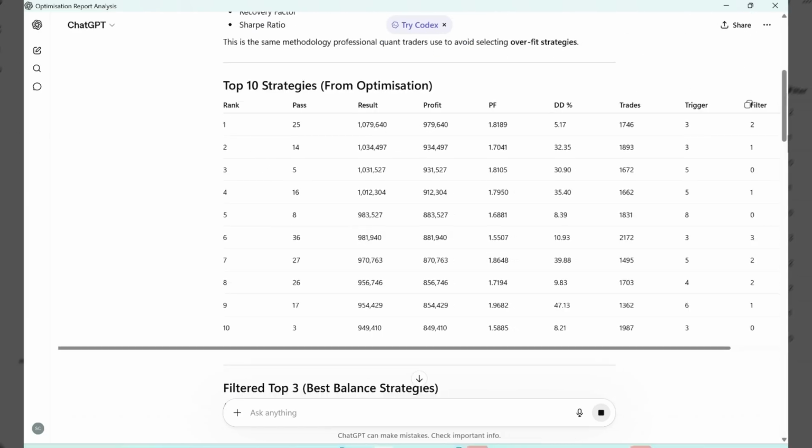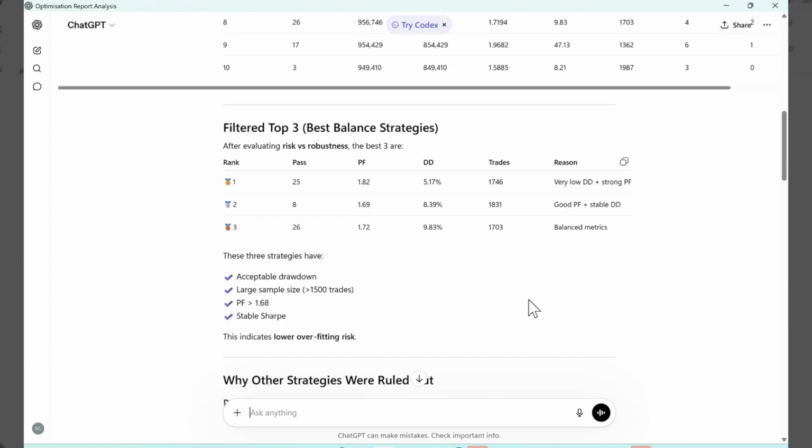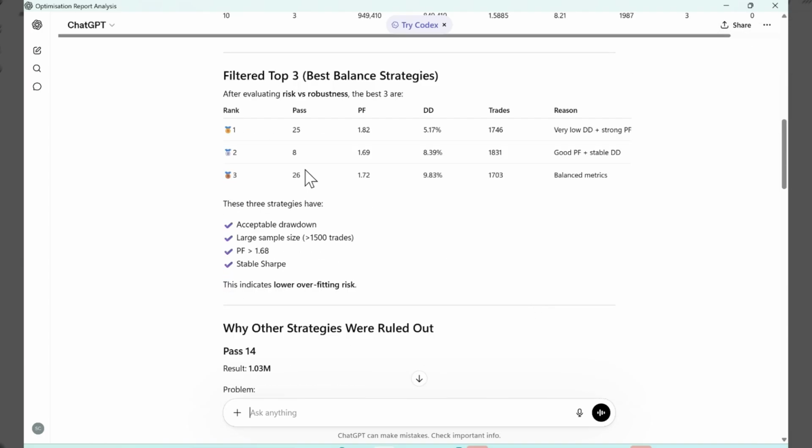Pass number 23 and pass number 12 were not even included in the top 10 list. That surprised me because, from my perspective, these two strategies actually looked very strong. Let's see what its angle is to look at this report. Instead of simply picking the most profitable strategies, the ranking focuses on the best balance between risk and robustness.